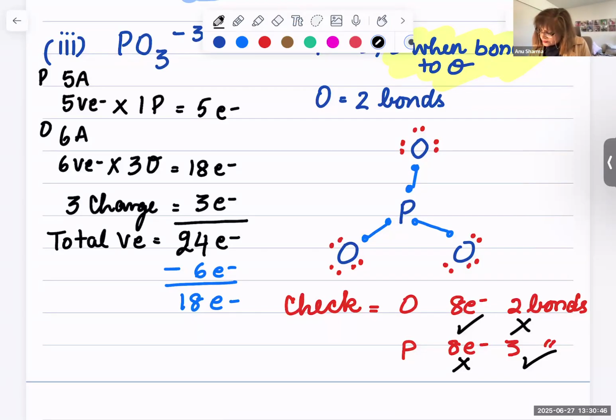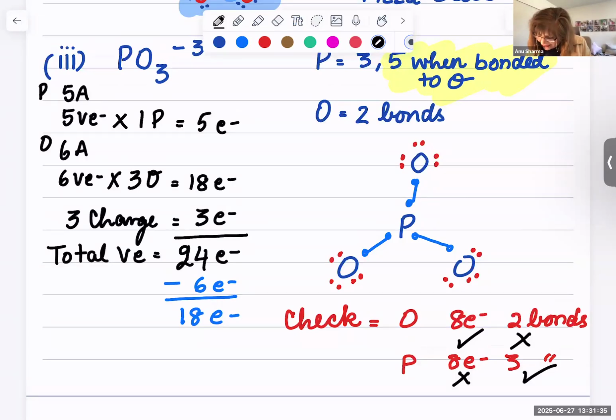Once again. All right, I made a mistake in counting. I'm sorry. So 5 from the phosphorus, 18, 19, 20, 21, 22, 23, 24, 25, 26. It's not 24 electrons, it's 26 electrons. So 26 minus 6, so now we need to place.